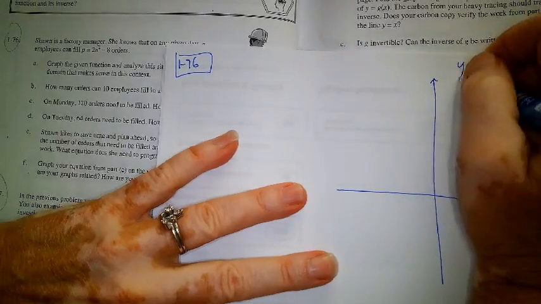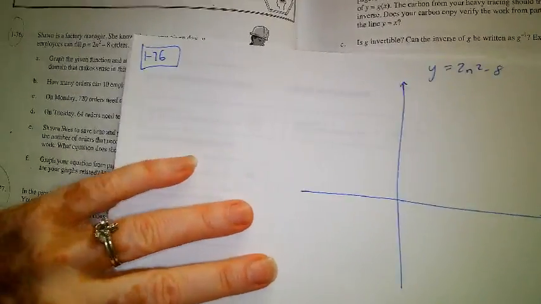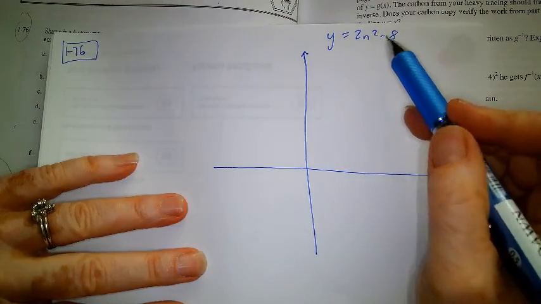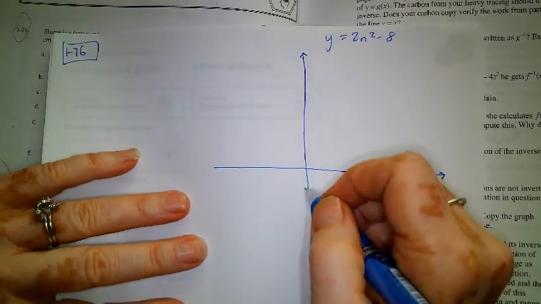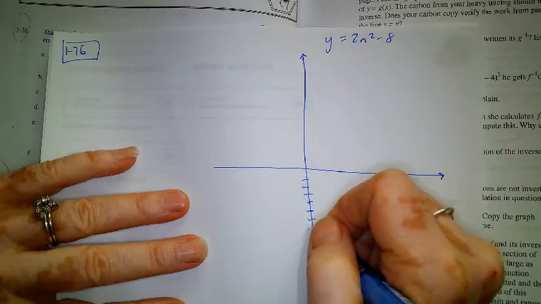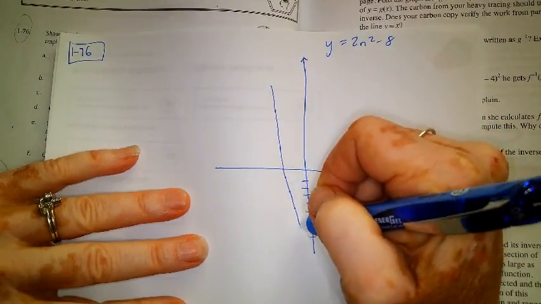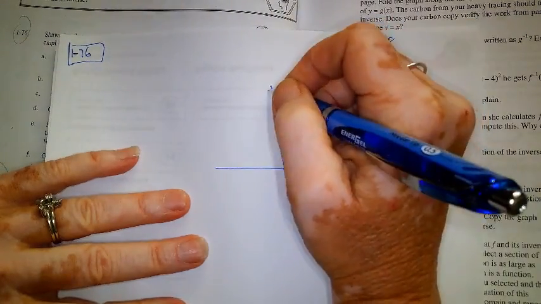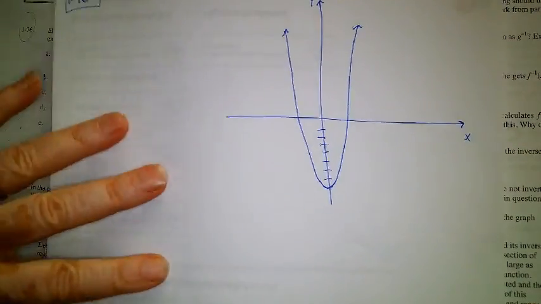So I think I know how to graph it. It's just y equals 2n squared minus 8. So that would be a parabola, and it would be shifted down by 8 and stretched vertically by 2. The problem is, me sketching a graph is not super accurate, but it's going to have some kind of shape that looks similar to this.